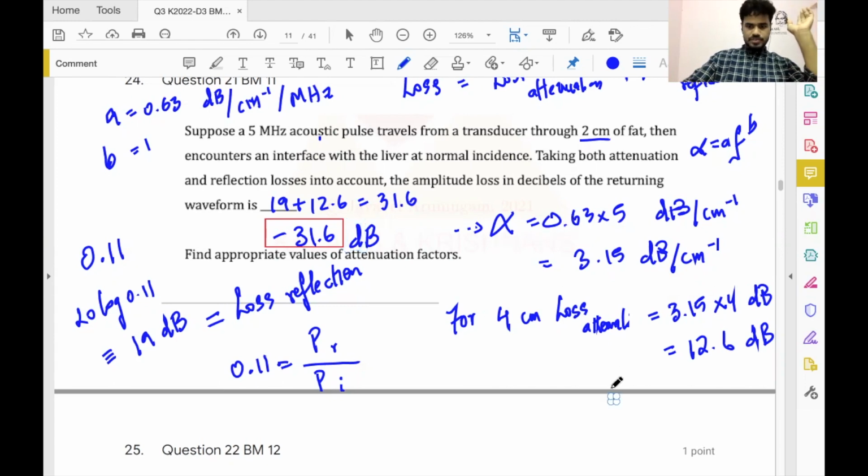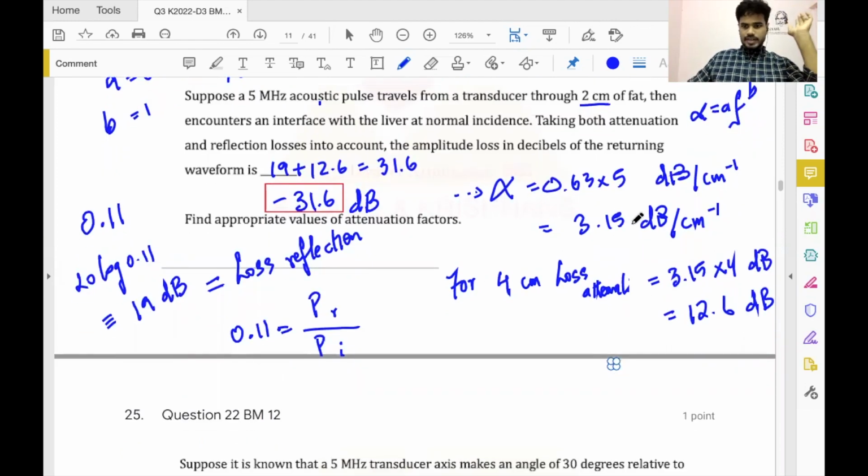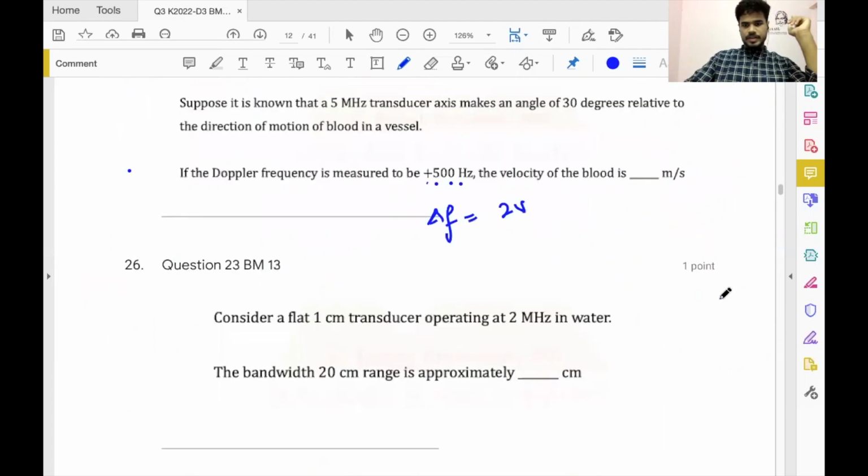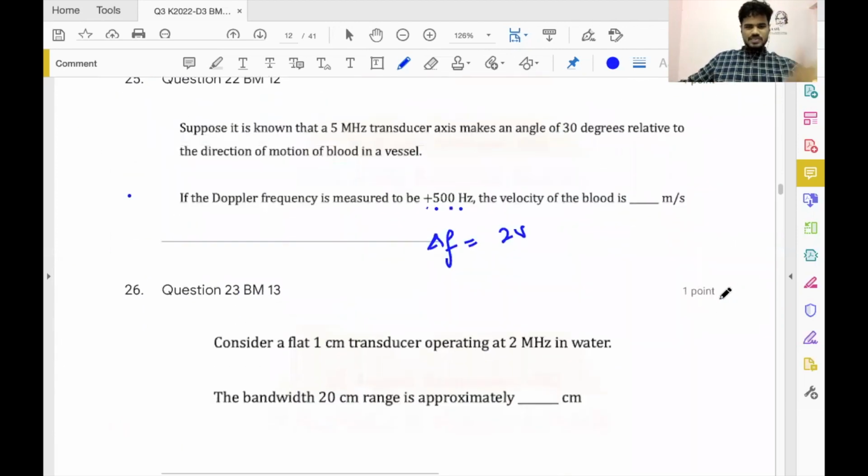In fact, a good question. Be careful to use alpha in decibels per centimeter to find this attenuation loss. Don't use mu here, you'll get an incorrect answer. This is pretty straightforward, I suppose.